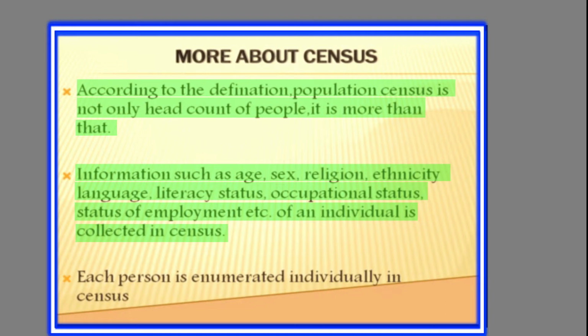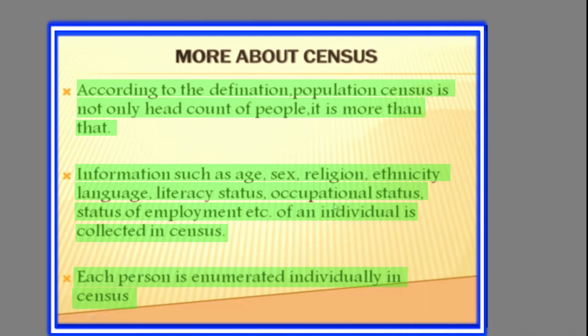Occupational status, what's your occupational status, do you do a full-time occupation or part-time occupation, or are you retired, or do you do a voluntary job, or are you unemployed. And what's your status of employment, are you a full-time employee or a part-time employee, or a student, or a volunteer, or an unemployed person. Each person is enumerated individually in census.